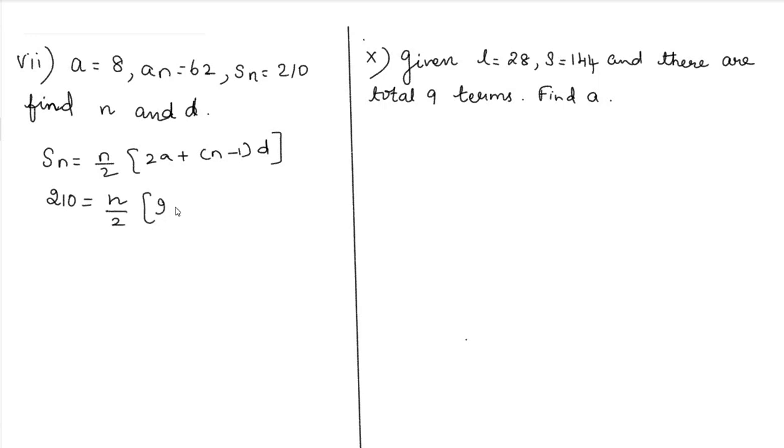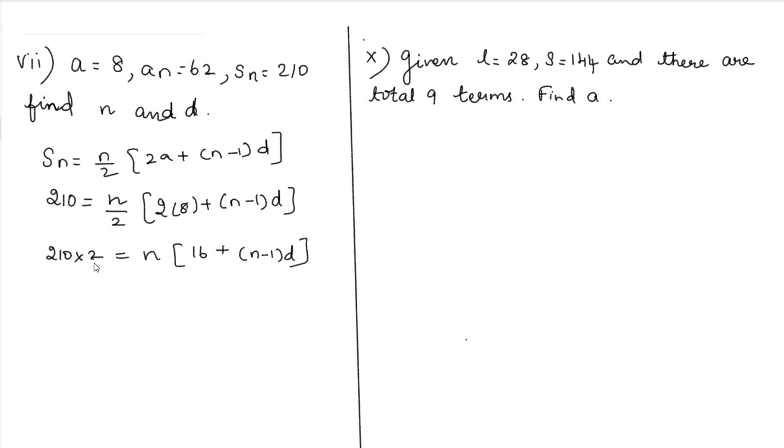2 into a is 8 plus n minus 1 into d. So instead of n we don't know anything, so we are writing as it is. And d also we don't know, I am writing as it is. 210 into 2, because division by 2 becomes multiplication by 2 when you go that side. Yes. So 210 into 2 is equal to n into 8 2s are 16 plus n minus 1 into d.